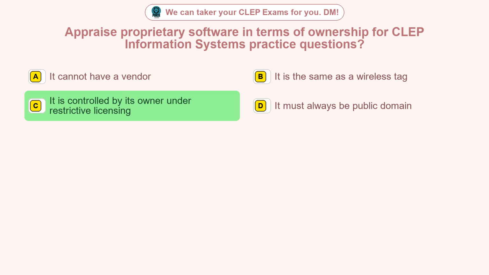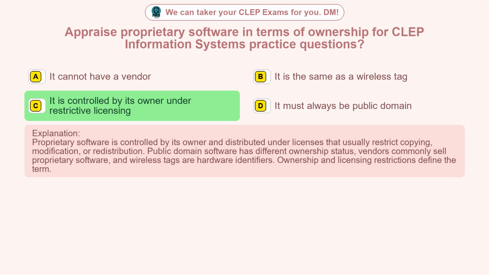The correct answer is option C. It is controlled by its owner under restrictive licensing. Proprietary software is controlled by its owner and distributed under licenses that usually restrict copying, modification, or redistribution. Public domain software has different ownership status. Vendors commonly sell proprietary software, and wireless tags are hardware identifiers. Ownership and licensing restrictions define the term.